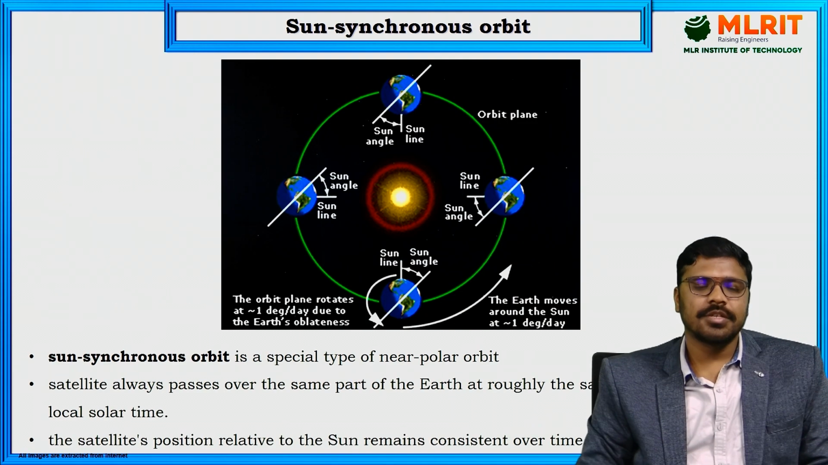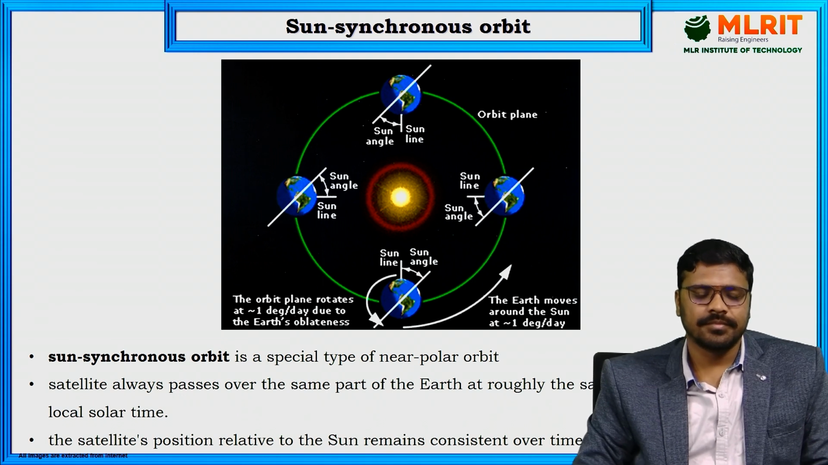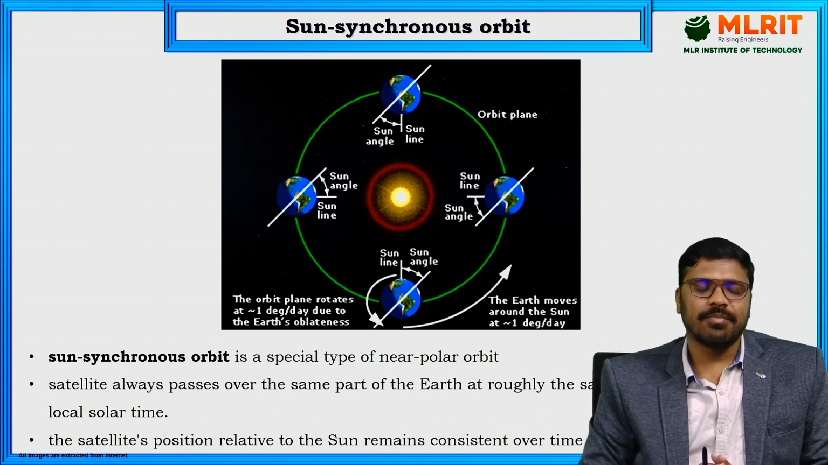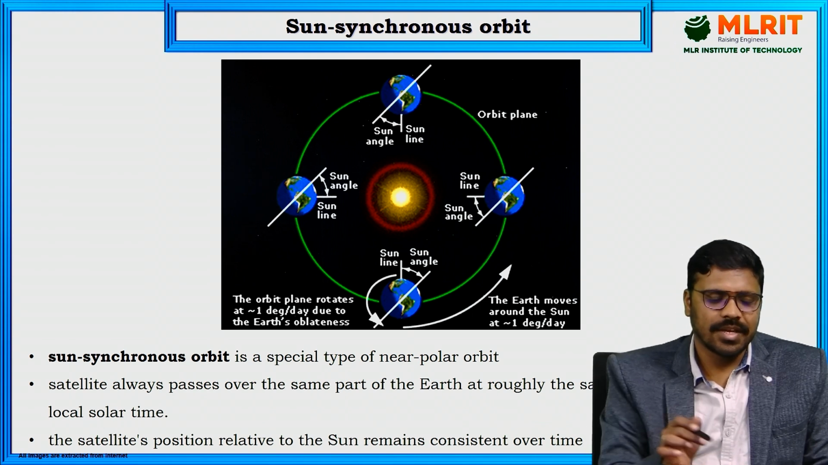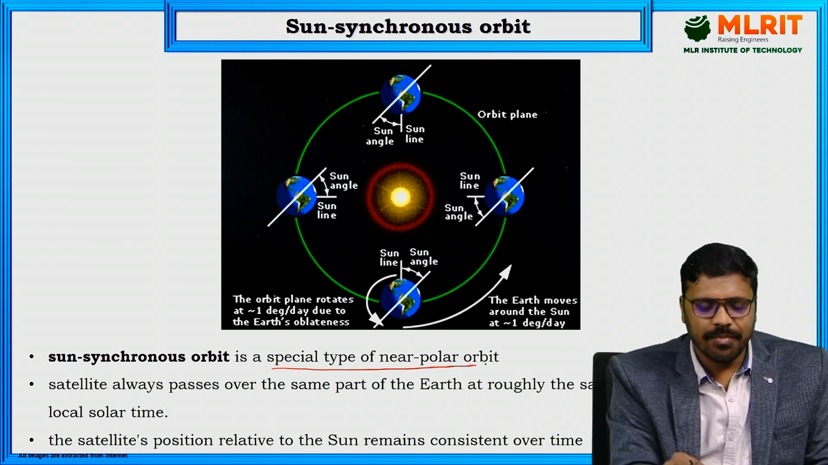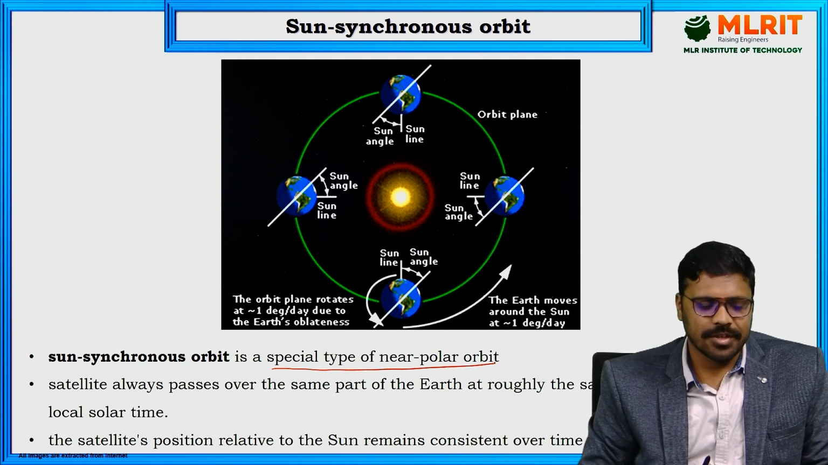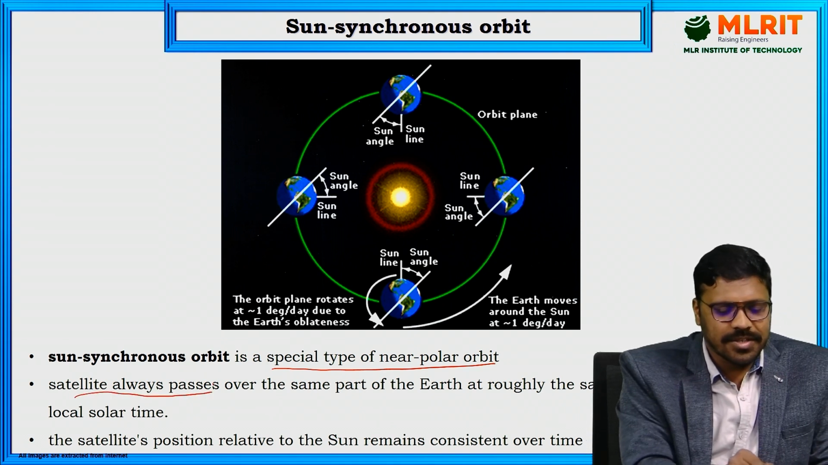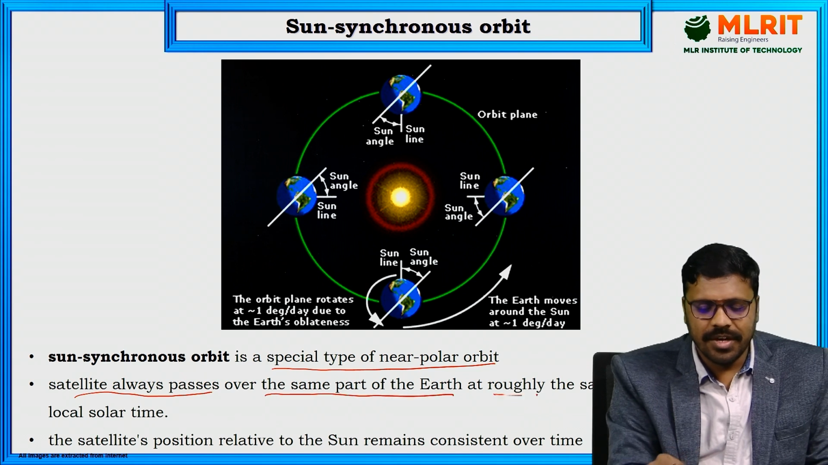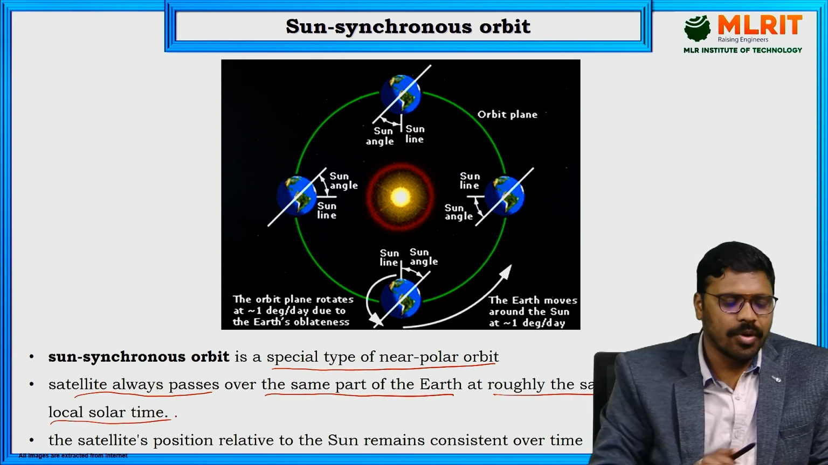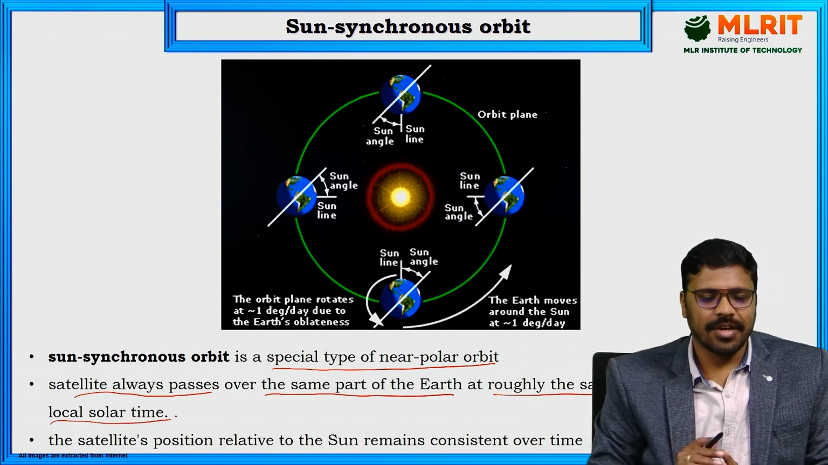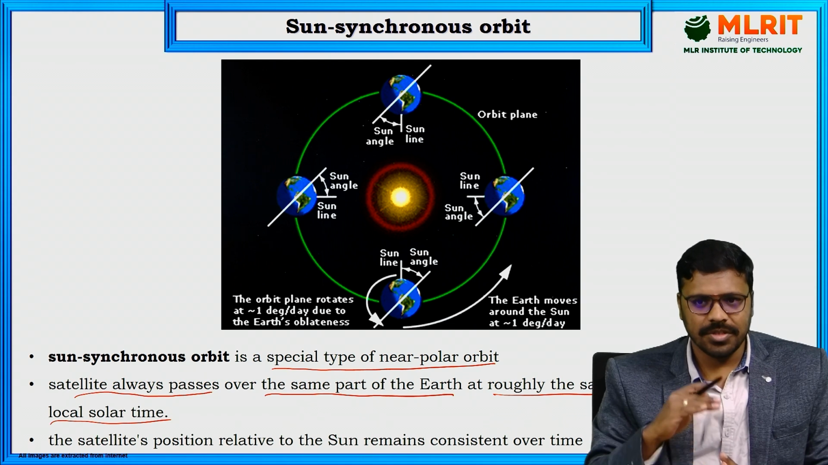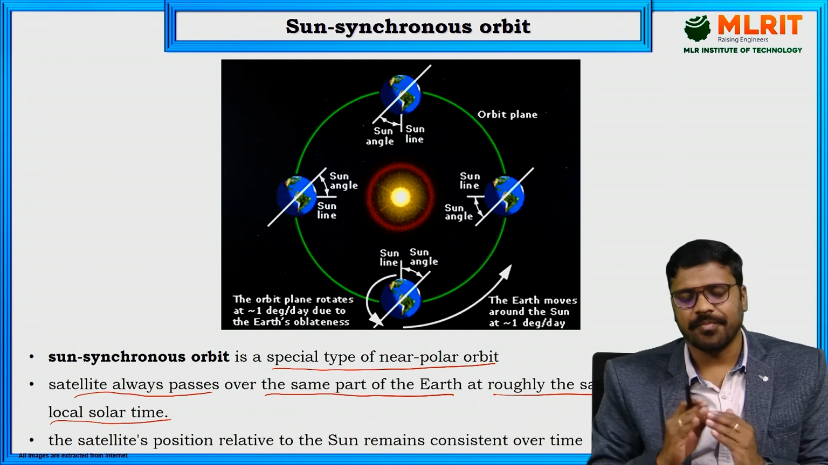Next, sun synchronous orbit. So what is sun synchronous orbit? It is a special type of near polar orbit. Here, the satellite always passes over the same part of the Earth at roughly the same local time. Every day the satellite goes to the same position.